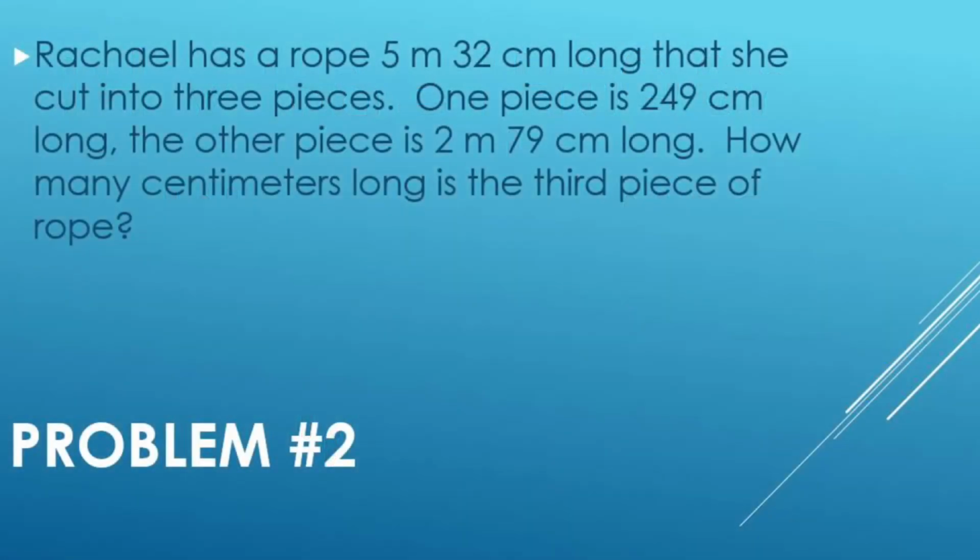Now let's take a look at problem number 2. Rachel has a rope 5 meters and 32 centimeters long that she cut into 3 pieces. One piece is 249 centimeters long. The other piece is 2 meters 79 centimeters long. How many centimeters long is the third piece of rope? Think about what this problem is asking. There's multiple steps that we're going to need to do.